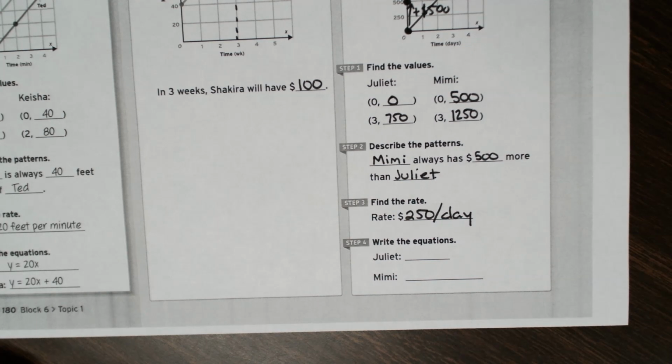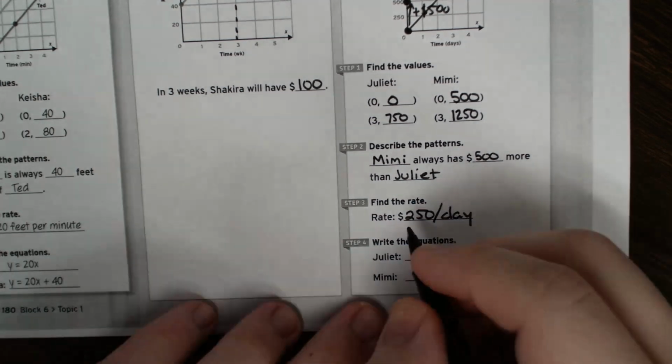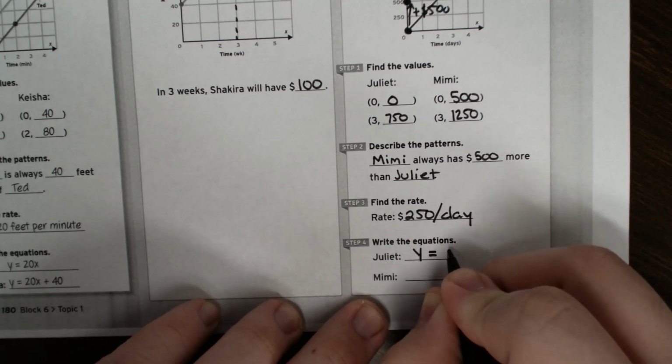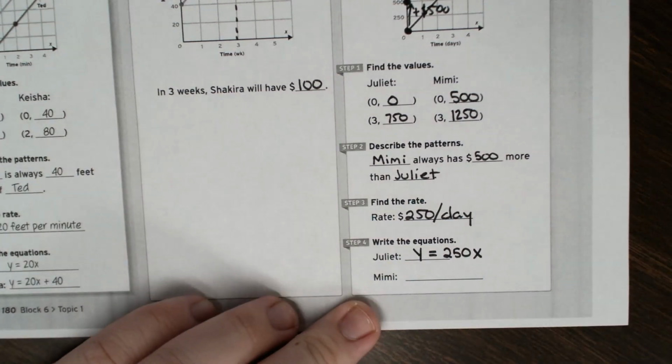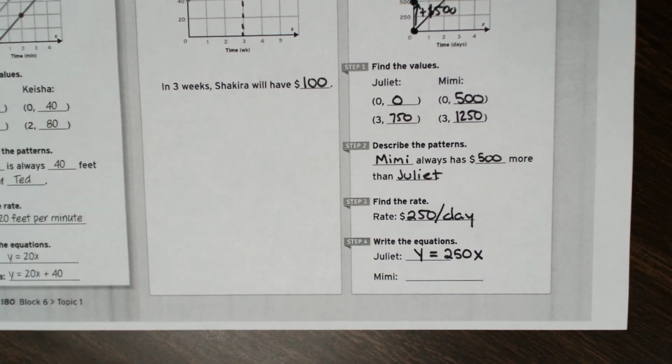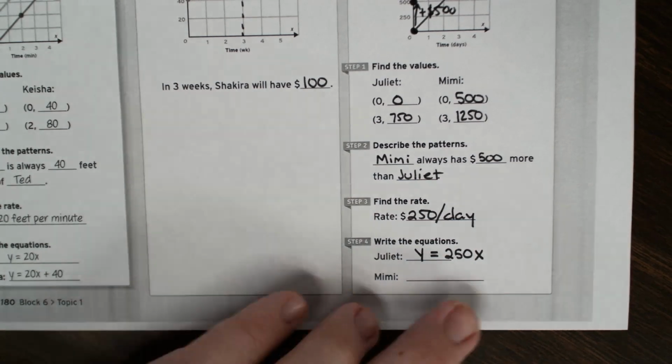So here's how we get the equations. For Juliet, this is just like what we were doing in the last block, where if she's earning $250 per day and she didn't have anything to start with, the equation would be y equals 250x, where y is the total profit she's earned, and x is how many days she's been working. For Mimi, she's also earning $250 a day. So I think we also need a y equals 250x for hers.